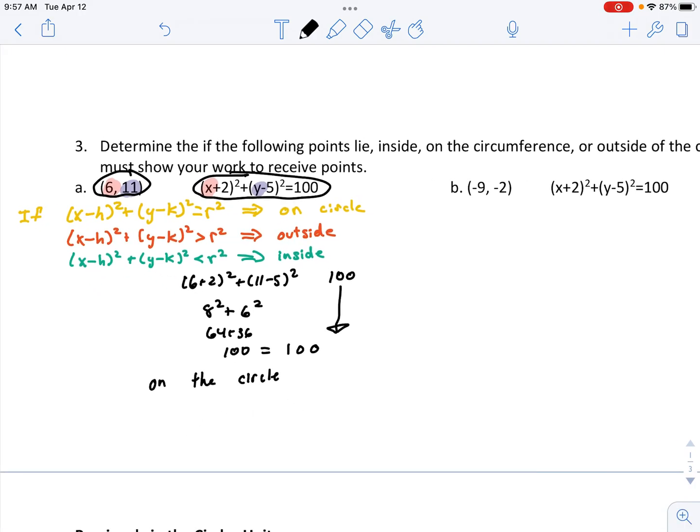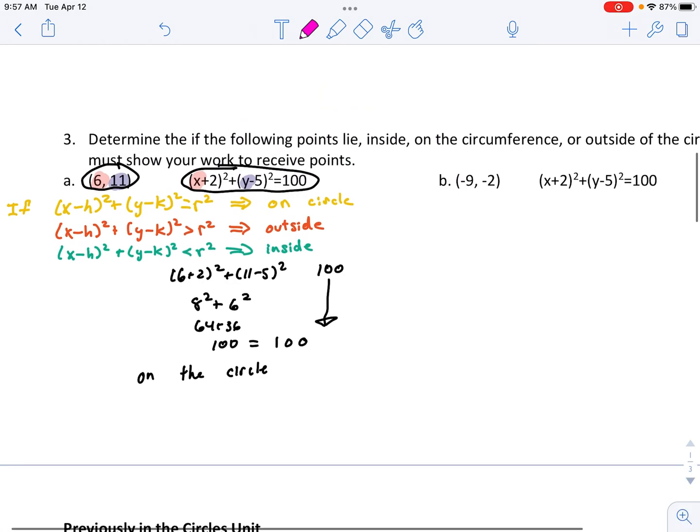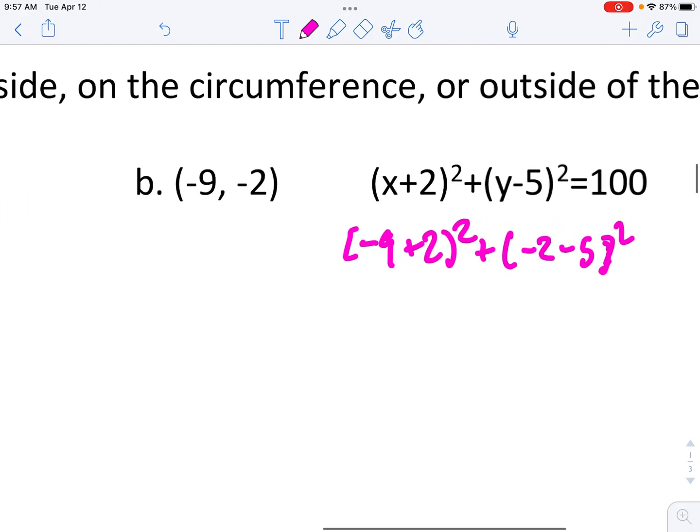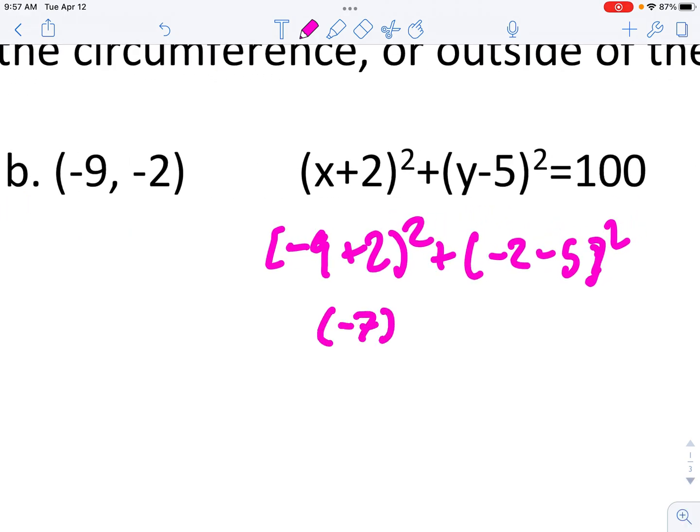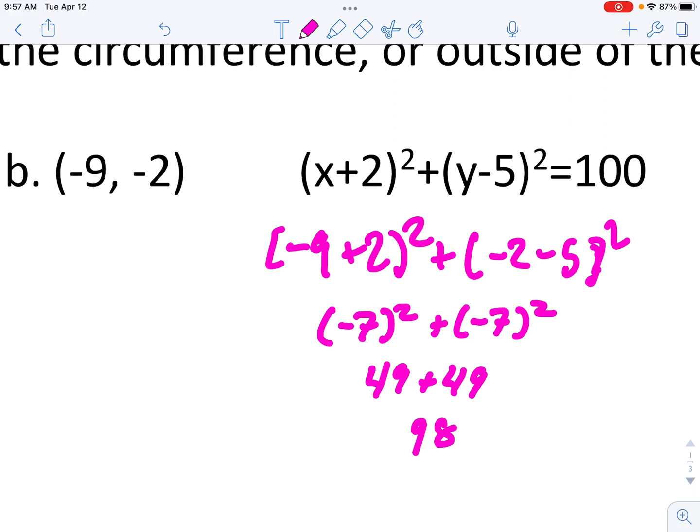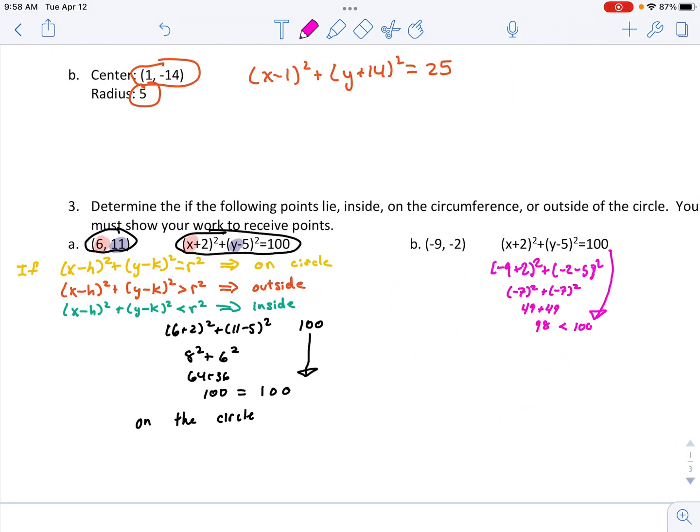Okay, so same exact problem over here, it's just different. We're going to go (-9 plus 2) squared plus (-2 minus 5) squared. Let's compute that, where we're going to get (-7) squared plus (-7) squared. So we're going to get 49 plus 49, or 98. And again, we're comparing it to this 100. Since 98 is less than 100, using these rules over here, the point is inside the circle.